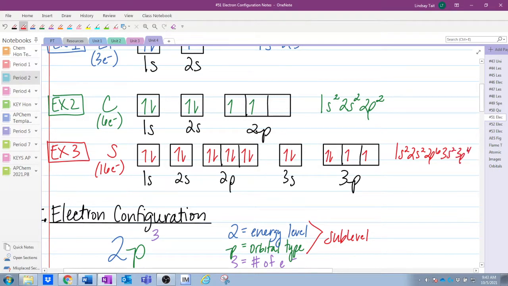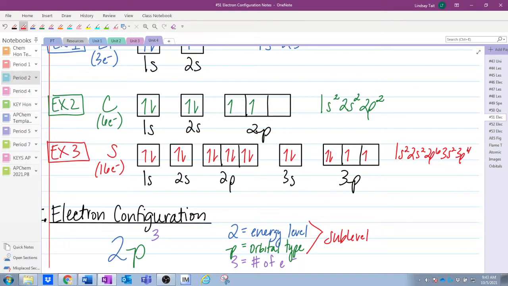So what you should have had is 1s2, 2s2, 2p6, 3s2, 3p4. So it's two different ways to express very similar information about the location of every electron in an atom.